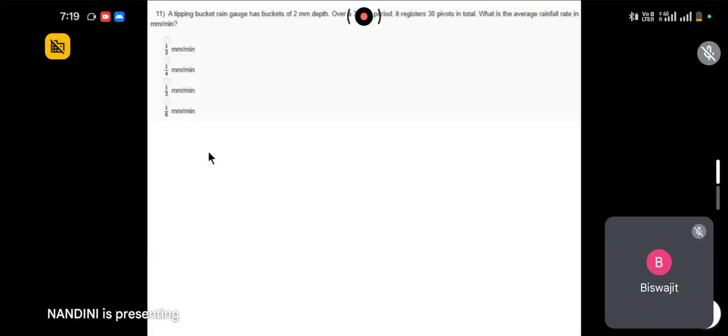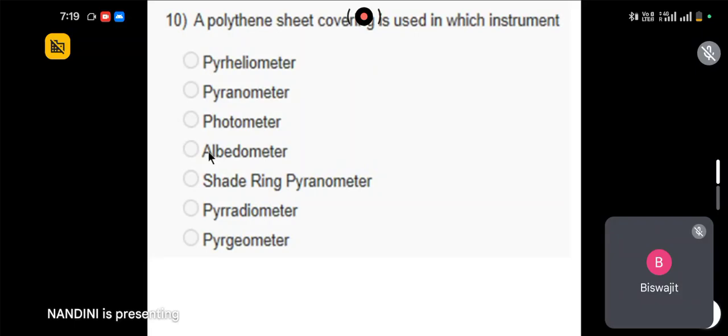Polythene sheet covering is used in which instrument? The pyradiometer basically uses a polythene covering. So the pyradiometer, what does it measure?